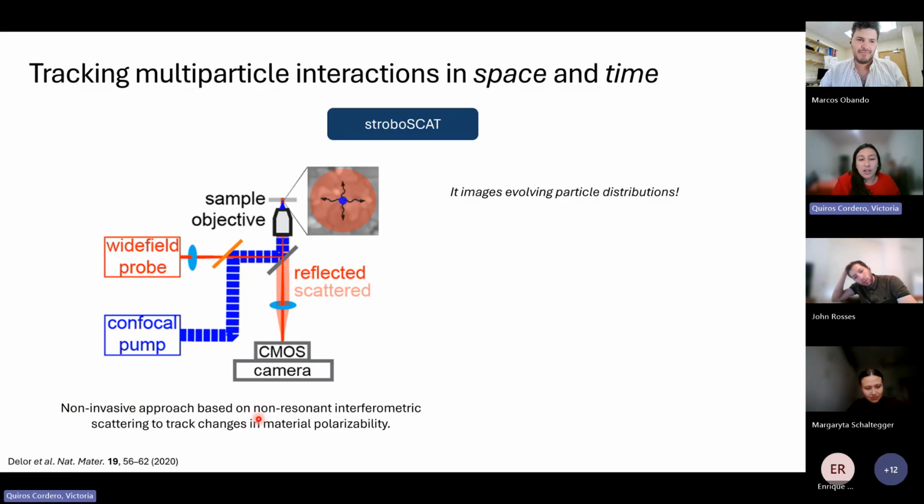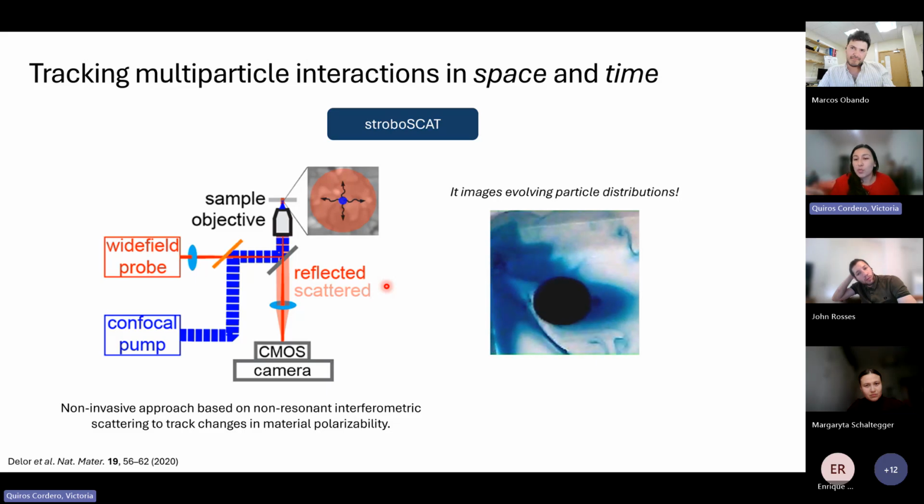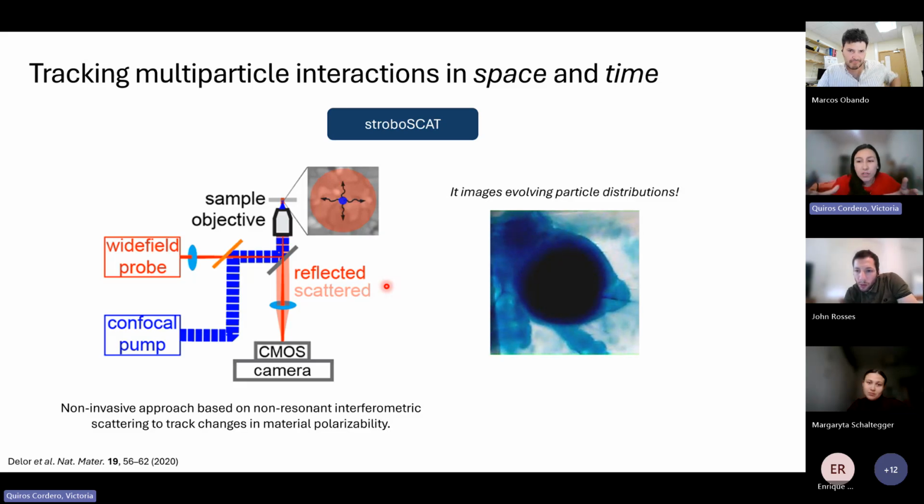It's based on non-resonant interferometric scattering and allows us to track any changes in material polarizability and refractive index. So what does this technique image? It images evolving particle distributions. And you can think of evolving particle distributions as what happens when you put a droplet of ink in water. You create your particles, and then they will propagate in your material. And in some cases, they'll find boundaries, membranes, or whatever, and that's kind of what we image.